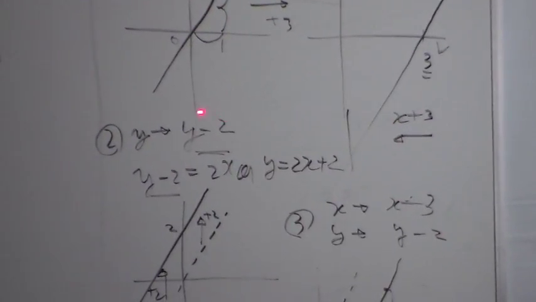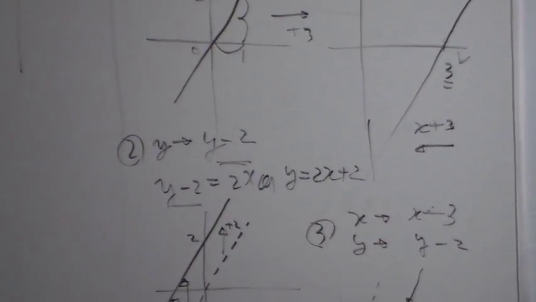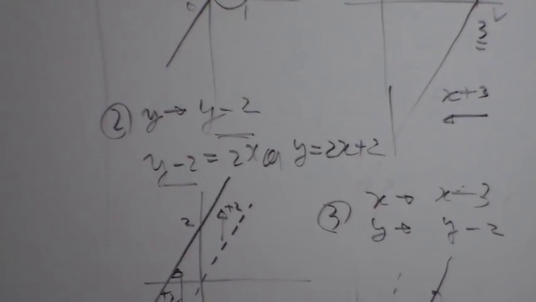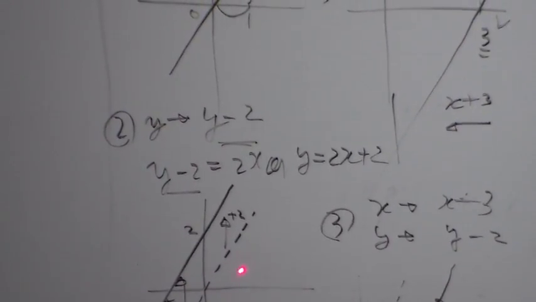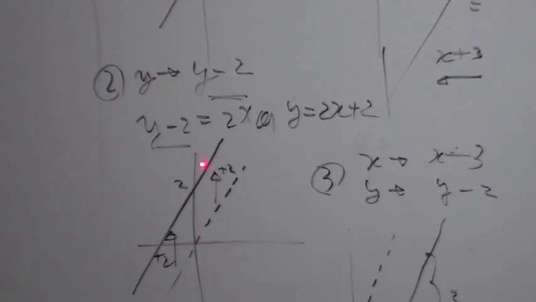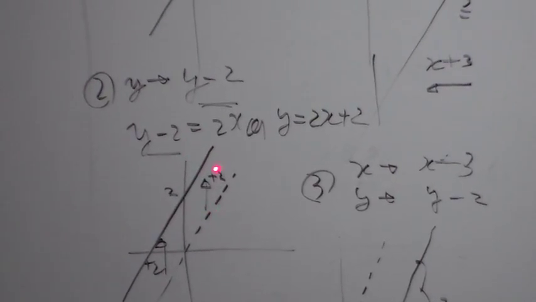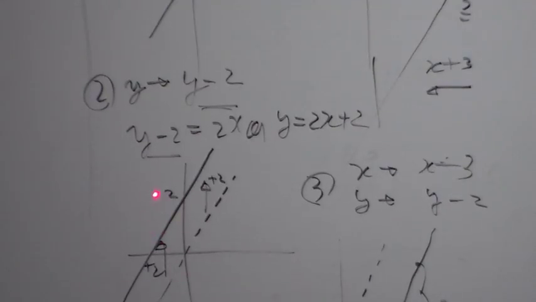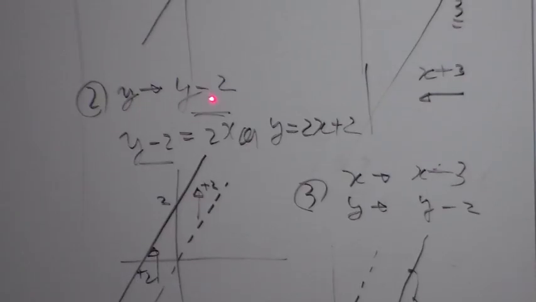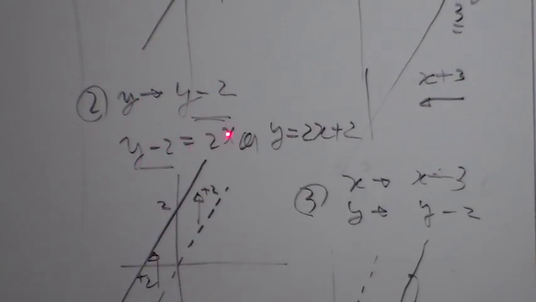Next one is y replaced by y minus 2. That is the same idea. Let me close up this one. That means the original graph, y equals 2x, moves in the positive y direction by 2. That's why every line is moving up 2. So instead of y replaced by y minus 2, we're going to write y minus 2 equals 2x.